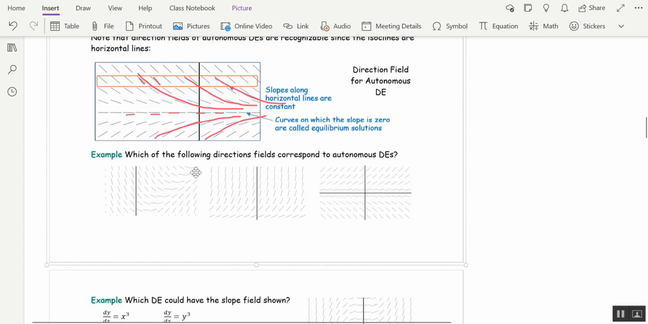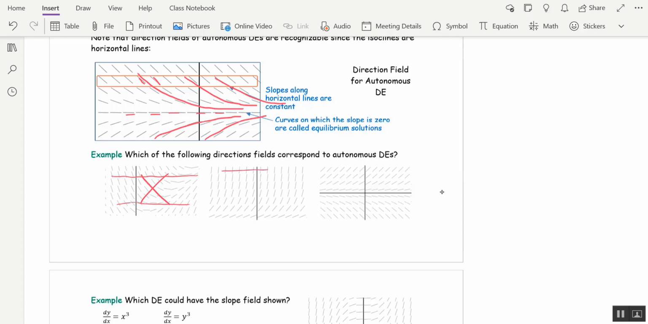All right, so let's take a look at 3 direction fields here. Which ones are autonomous? So just look at horizontal lines. Slopes along those horizontal lines are definitely not constant. So they're going steep and less steep and less steep. So this is a no. What about this guy? If I draw any horizontal line in the plane, it looks like those slopes are constant along all the horizontal lines. So this guy is autonomous, and this guy definitely autonomous.